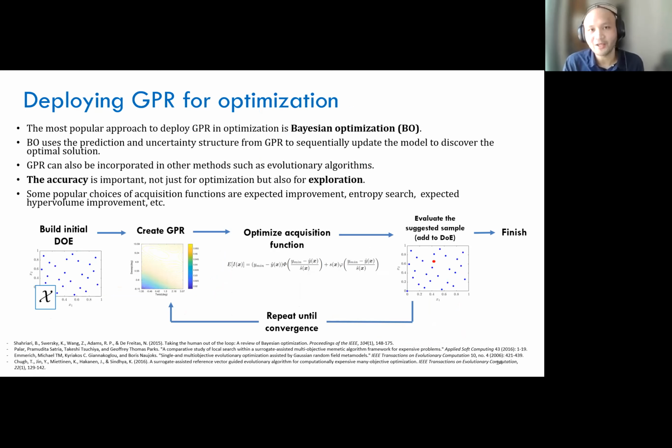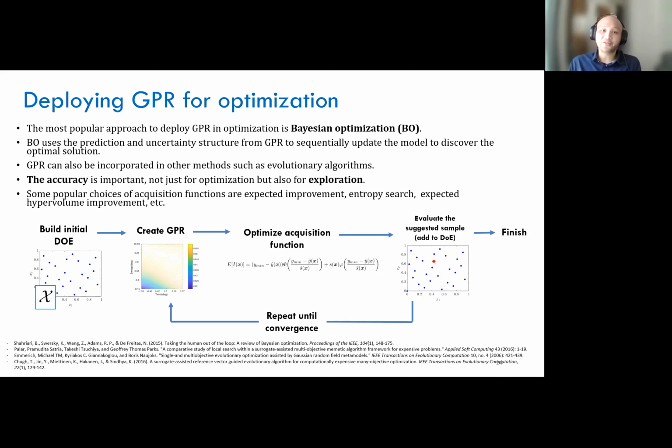So let's say that we want to use GPR, then we can use that for optimization. Basically, it's an approximation model, and you can use that for virtually any type of optimization method. And the first popular method that uses GPR is Bayesian optimization. So it's a sequential optimization that takes into account two important structures, which is the prediction and the uncertainty structure from GPR to update the model sequentially so as to find the optimal solution. So the keywords, we have two keywords, sequential and also uncertainty, and basically that is Bayesian optimization.